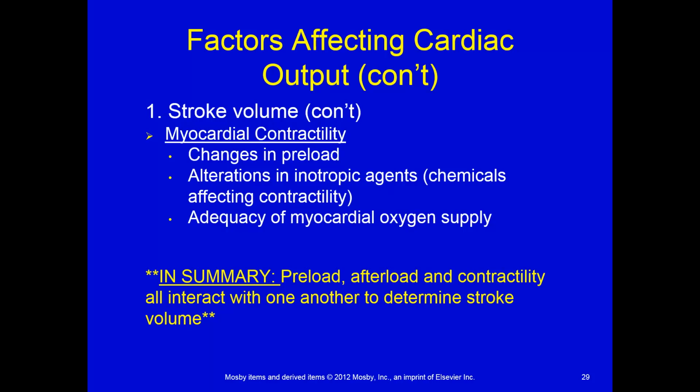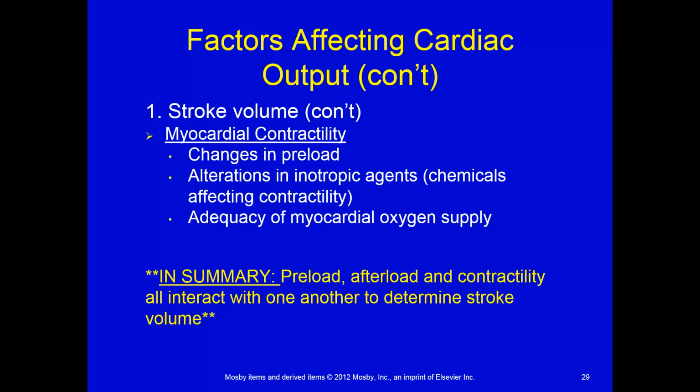So, in summary, preload, volume, afterload, pressure, and contractility all interact with one another to determine someone's stroke volume, which, as we know, also plays a part in determining someone's cardiac output in the big picture. Any questions about that? Does this make a little bit of sense? Okay. It's going to make even more sense when we start applying it to patients and start talking about alterations next week.